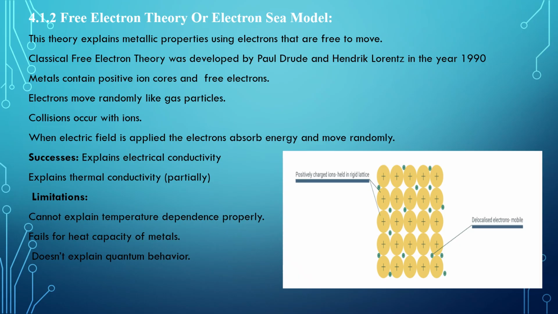The electrons move randomly, similar to gas particles, and frequently collide with the positive ions present in the lattice. When an external electric field is applied, these electrons gain energy and start moving in a particular direction, which results in electric current. Coming to the success of this theory, it successfully explains the electrical conductivity of metals and also explains thermal conductivity to some extent.